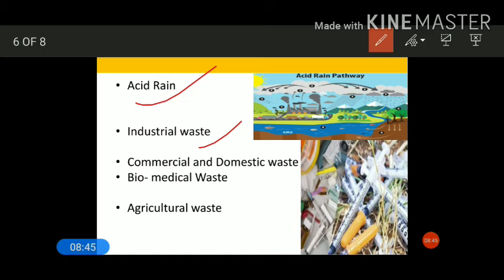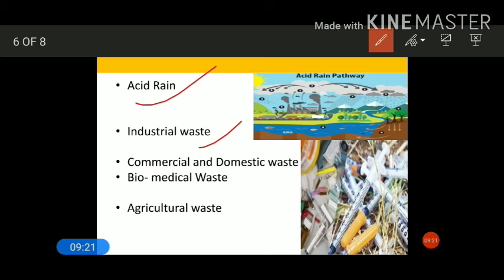Now next point we have, that is commercial and domestic waste. Now this includes both biodegradable as well as non-biodegradable waste. Due to the accumulation of non-biodegradable waste, large areas of land become useless and unavailable for any productive economic activities.